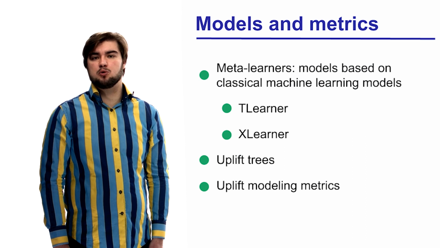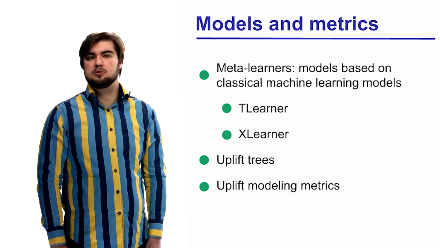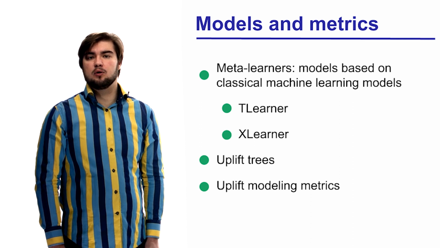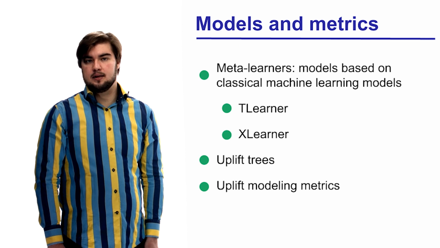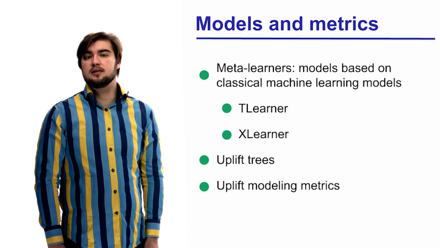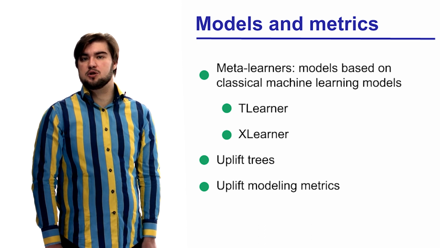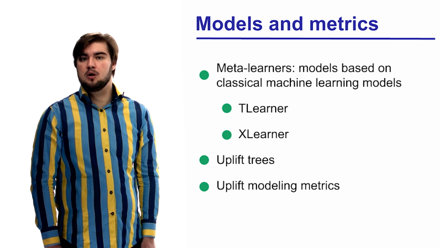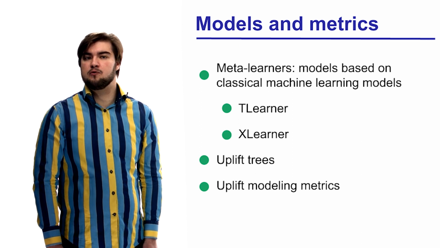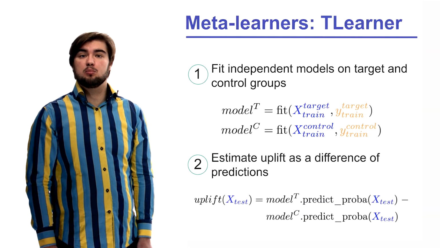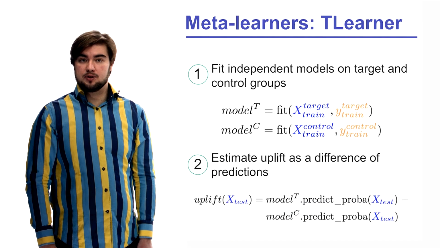There are several approaches to Uplift modeling, and today we will discuss two. The first is called meta-learners. It involves building Uplift models on top of binary classifiers. These include, for example, T-learner and X-learner. The second approach is to model Uplift directly. In this case, a special type of decision trees is used. We will also talk about metrics for assessing the quality of the Uplift prediction. The T-learner model is the simplest one you can think of.